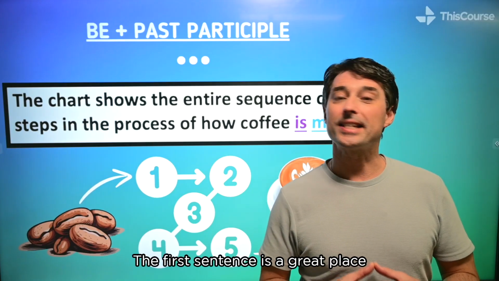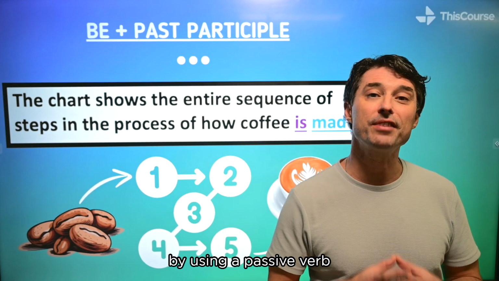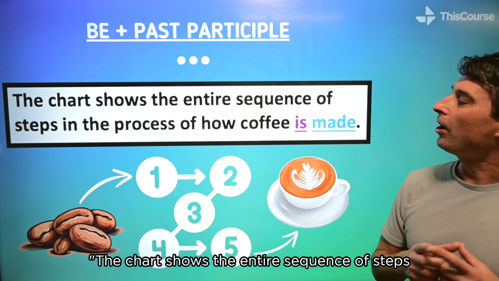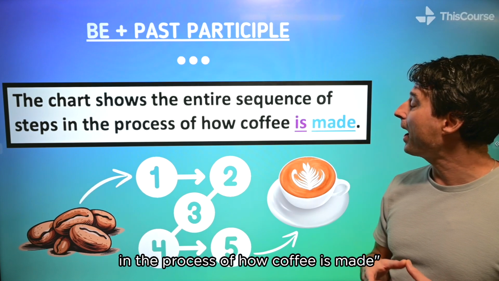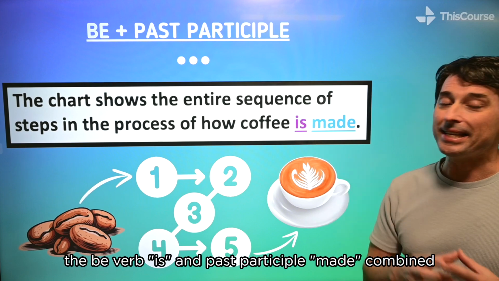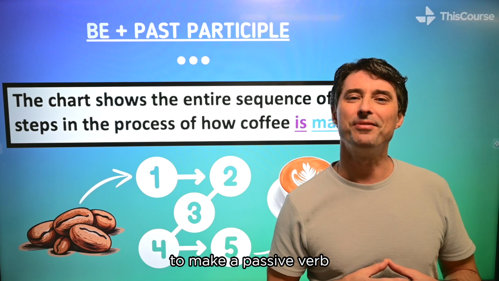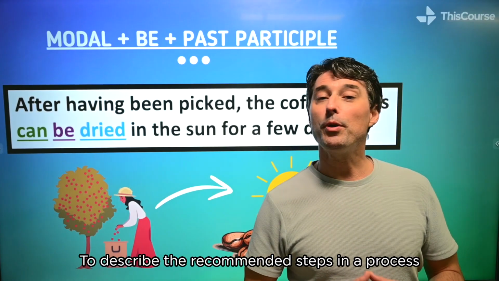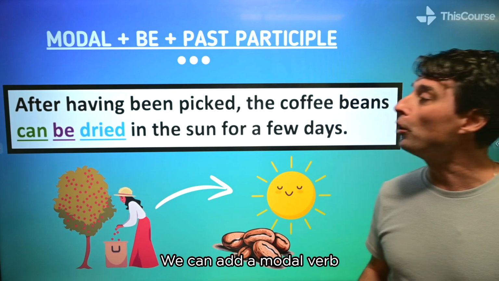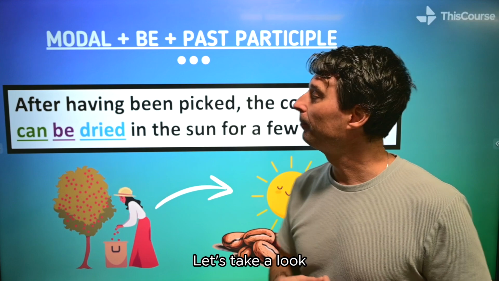So the first sentence is a great place to introduce the process by using a passive verb. The chart shows the entire sequence of steps in the process of how coffee is made. In this case, the be verb is and the past participle made combine to make a passive verb. So to describe the recommended steps in a process, we can add a modal verb such as can or should or must. Let's take a look.